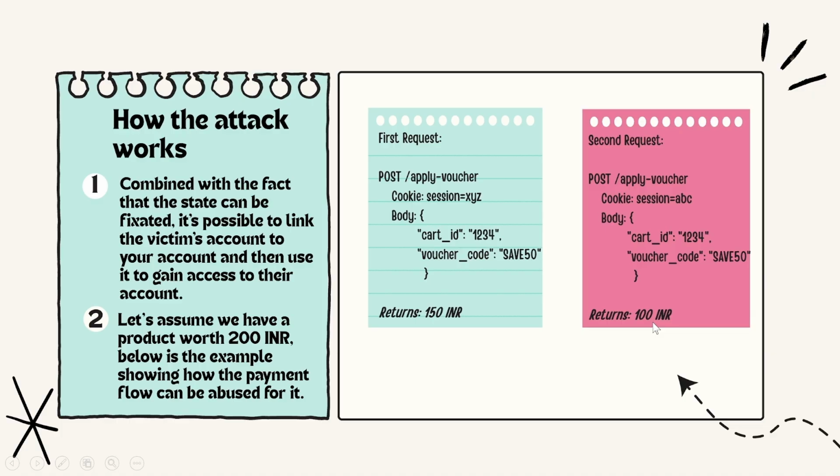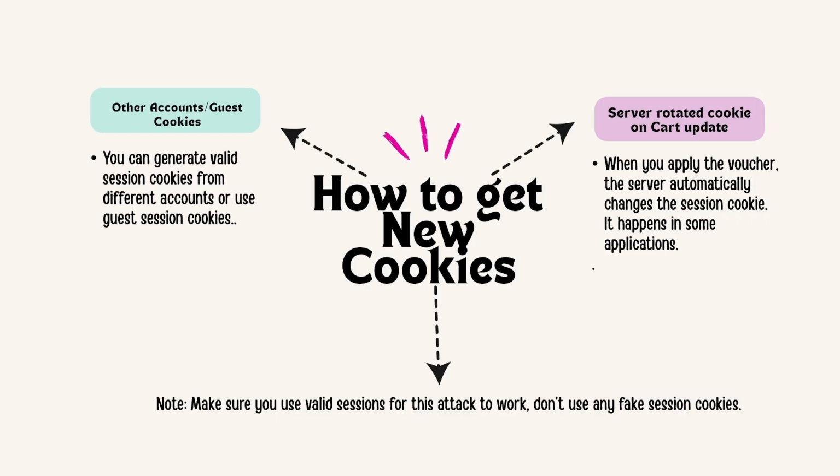If the attacker does the same process two more times, then the overall price becomes 0 rupees, and the attacker can buy the mobile cover or any item on that application for free. So this is how this attack works. Now, how would you get the new cookies? Pretty easy. You can make new accounts on that application and collect multiple cookies from there, right?